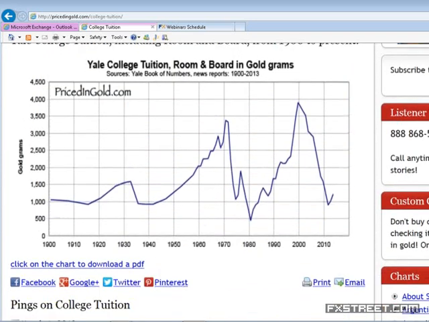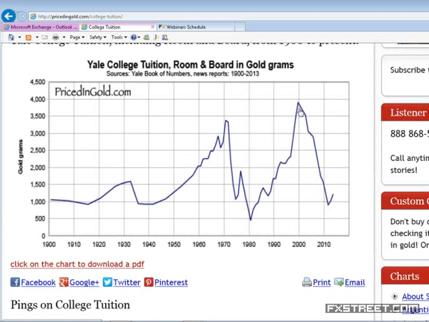In 1900, it took approximately 1,000 grams of gold to purchase you a year's worth of college tuition, room, and board. We saw it escalate all the way up to almost 3,500 grams of gold, and then collapse in 1970 from 3,500 grams of gold down to 500 grams of gold. Over the last 20 years, we've seen the price of college tuition go from 500 grams of gold at Yale to over 4,000, an eightfold increase.